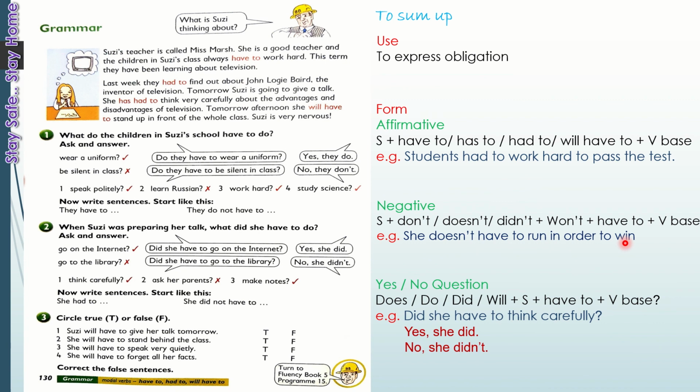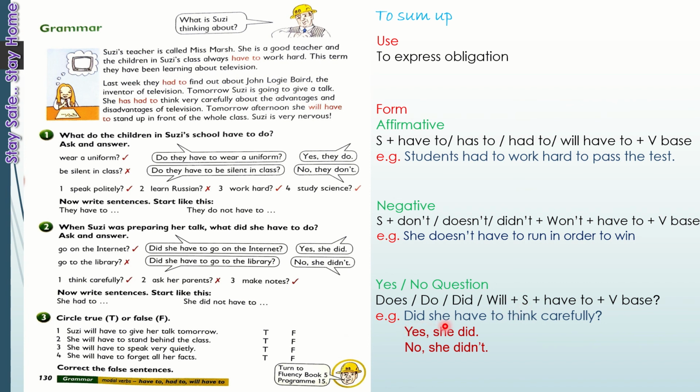And the last one is a yes no question. That is the interrogative form. I start with does, do, did, or will, plus subject, plus have to, plus verb base. Does and do are for the singular and plural present. Did is for the past when you talk about a past action. Will is for future when you talk about a future action. Plus the subject, as in here.